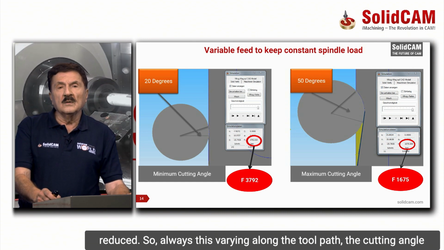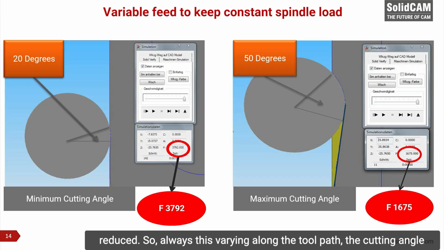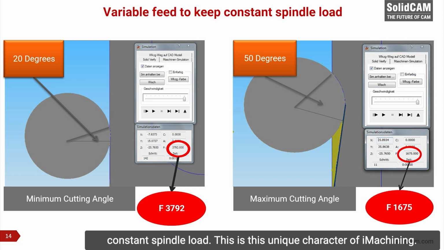So always, the cutting angle and the feed are varying along the toolpath, but the net result is always constant load on the tool and constant spindle load. This is the unique character of iMachining.